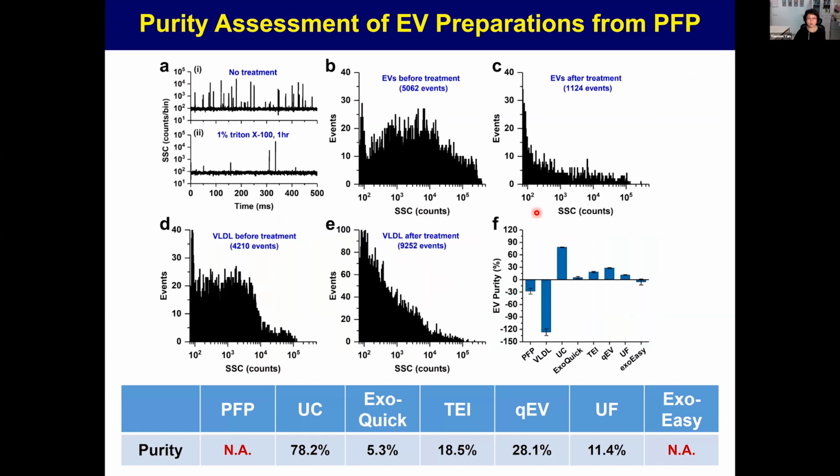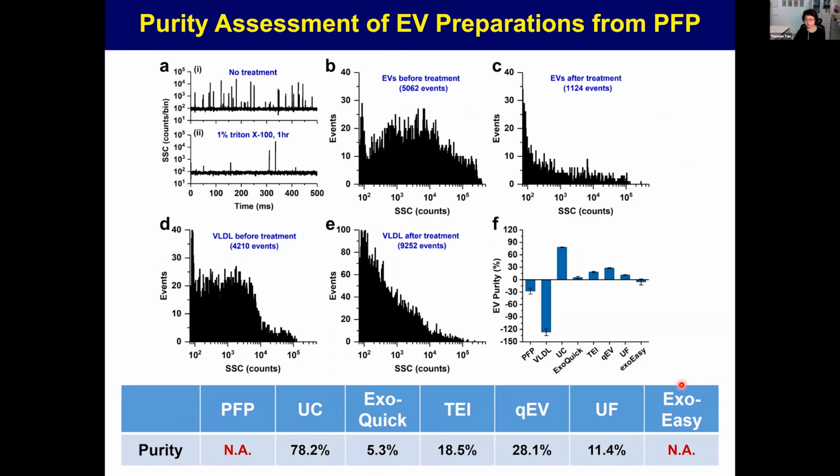So we also measure the purity. If the particles isolated from the plasma preparation are vesicles, EVs, and we treat them with Triton X-100, you should see a significant decrease in particle numbers. That is true for ultracentrifugation. The purity we measured, as shown here, was around 78% for ultracentrifugation, but for the other commercial kits, it's quite low.